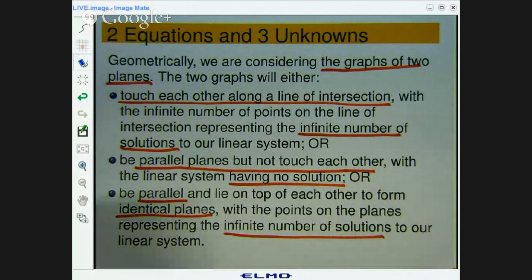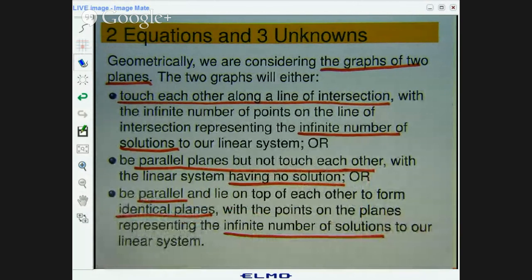And in fact, the one that we're going to look at today is the third case. You're going to have parallel planes, but they're also identical. So they lie on top of each other. And again, you get an infinite number of solutions. So let's work through this example using some of the operations that we know we can do. And then I'll show you a nice GeoGebra plot of what's going on at the end.